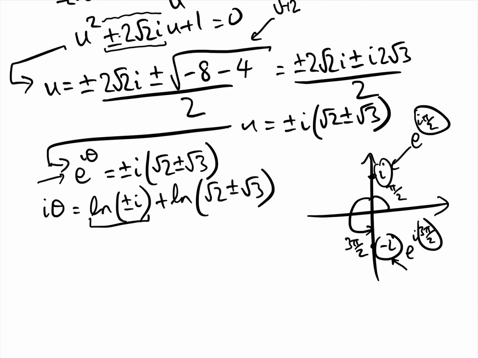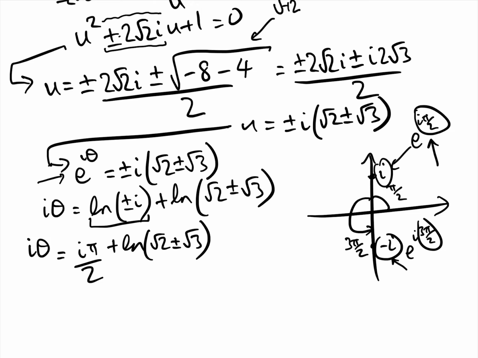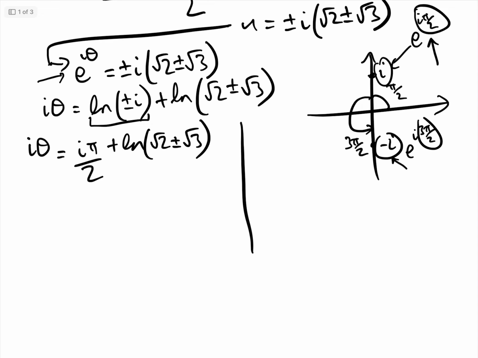And so therefore we get that i theta is either equal to, depending on whether we're going to take plus or minus, i pi over 2, which is that log, plus log of root 2 plus or minus root 3. That's one of them. And let's just do the other one here. Or i theta equals 3 pi i over 2, which is this log here, plus log of root 2 plus root 3. So these are the two different complex solutions.